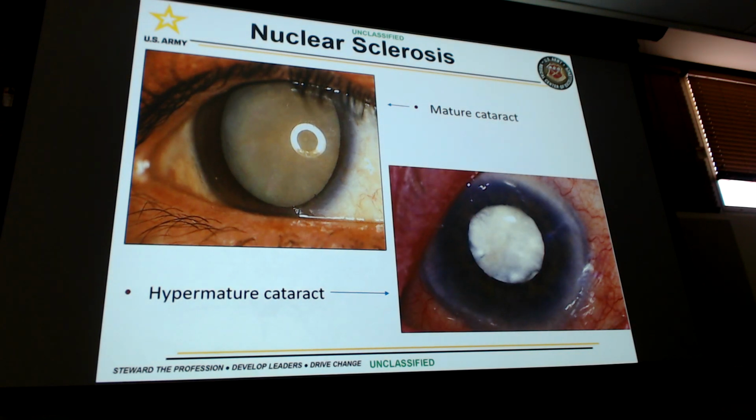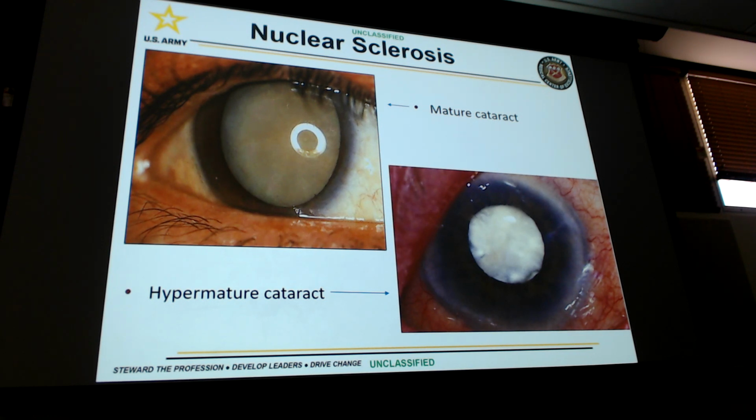So these are pretty mature cataracts. Mature not in their demeanor, but how advanced they are. Okay, so it's very difficult to see through this eye right here to the back of the eye. It's impossible to see through this cataract right here. This is like almost a rock inside of this patient's eye right here. That's a hypermature cataract.